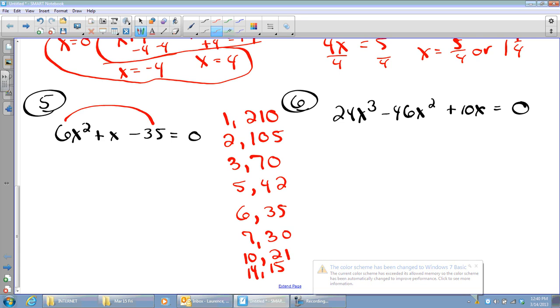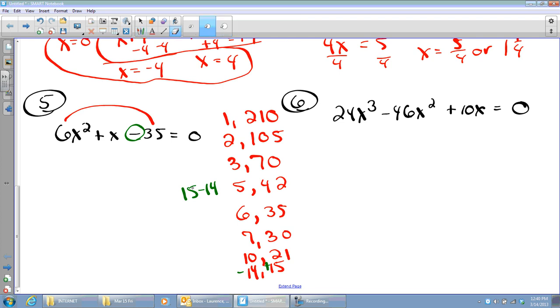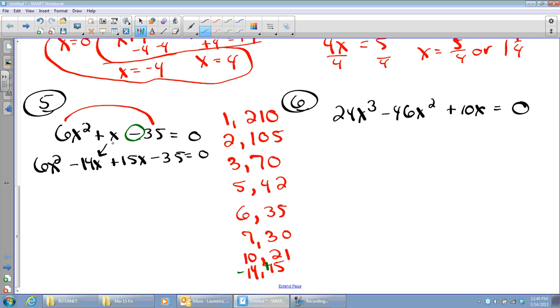Now I need to take 2 of these factors and subtract to get a positive 1. Well, wouldn't that be 15 minus 14? So a negative 14 and a positive 15. So I'm going to rewrite my trinomial as a polynomial with 4 terms. I'm going to go 6x squared, minus 14x plus 15x minus 35 equal to 0. And now I'm going to factor by grouping. I'm just showing that I'm rewriting positive x as negative 14 plus 15.